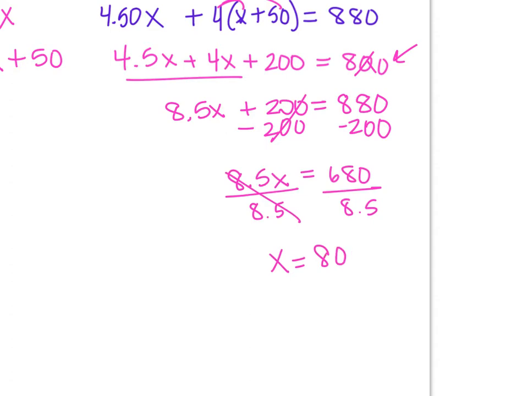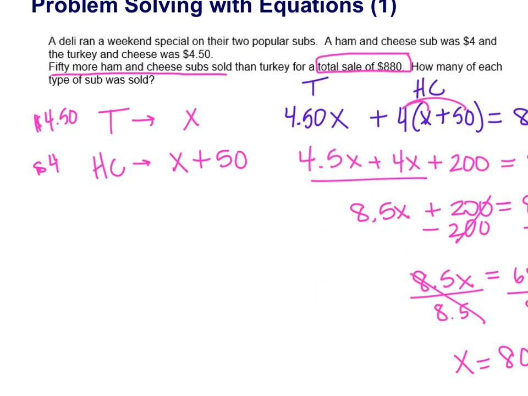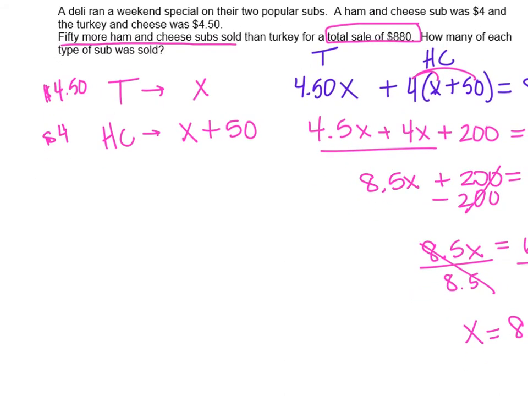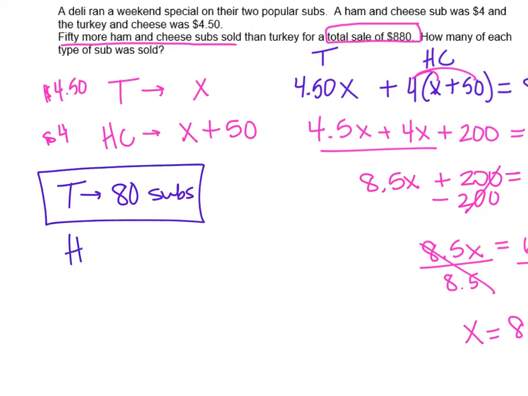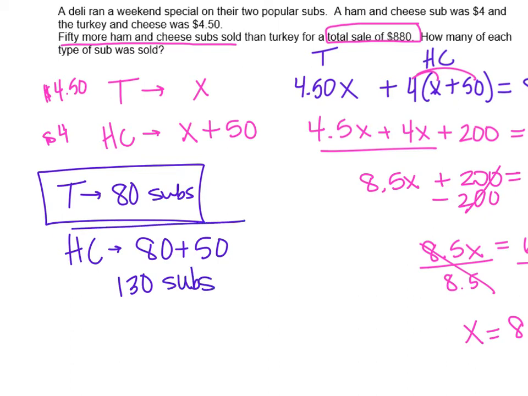So again, it's a word problem, so look back and see what they were asking. How many of each type of sub was sold? So turkey sold X subs, and we just said X was 80. So we had 80 subs, 80 turkey subs that we sold. Ham and cheese, it was our turkey subs plus 50, because they sold 50 more ham and cheese, and 80 plus 50 is 130. So we have 130 ham and cheese subs.